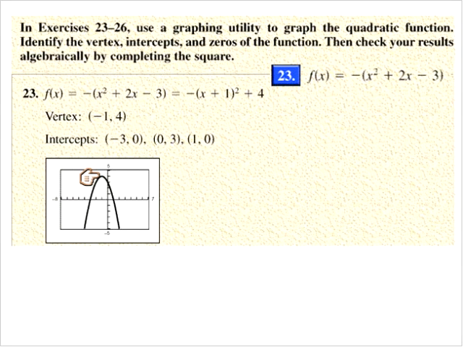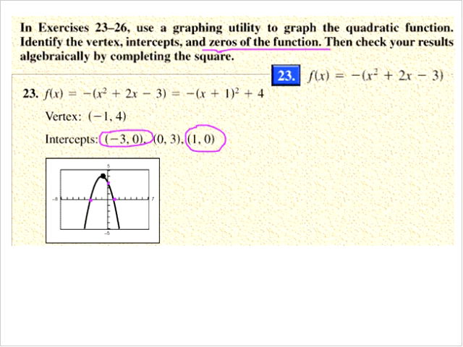The vertex, remember, is your high or low point. So that vertex appears to be at -1, 4. The intercepts are where it crosses the x-axis and where it crosses the y-axis. So it looks to be that -3, 0 and 1, 0 are the x-intercepts, and these are what we also call the zeros. So where it crosses the x-axis is also known as the zeros of the function.